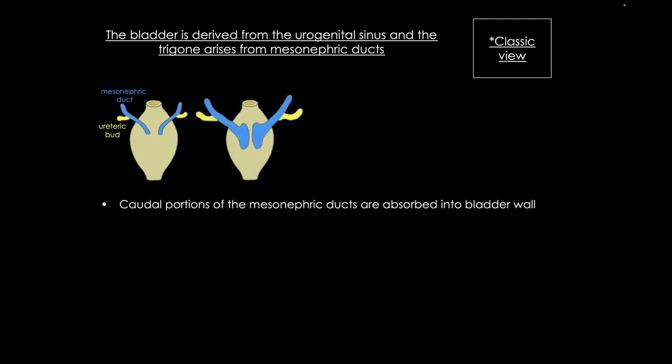So essentially, the caudal parts of the mesonephric ducts are going to grow, and they're going to be absorbed into the bladder wall. And it turns out that they grow faster than the cranial ends. But meanwhile, the ureter is attached to the kidney, and the kidneys are undergoing ascent. And as they ascend, the traction exerted by the kidneys is going to cause the ureter orifices to move up, so that they eventually are going to enter the base of the bladder.